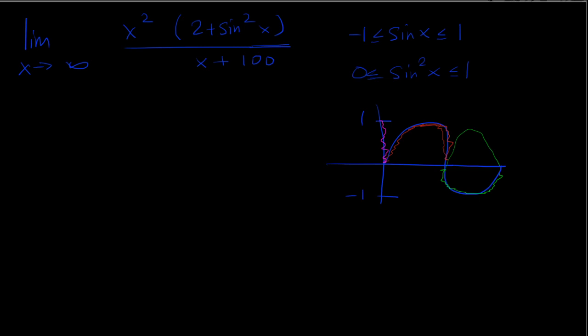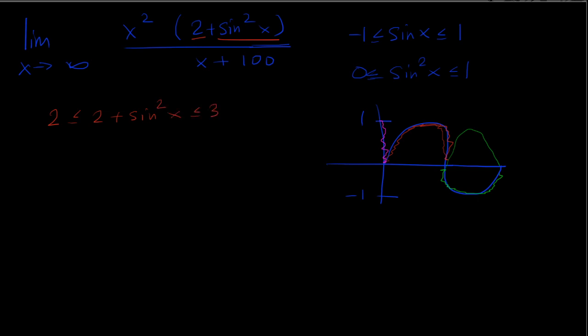Okay, so that's the first piece here. The next one we need is to add 2. So I'm going to add 2 to everything. So 0 plus 2 will be 2, less than or equal to 2 plus sine squared, less than or equal to 3.